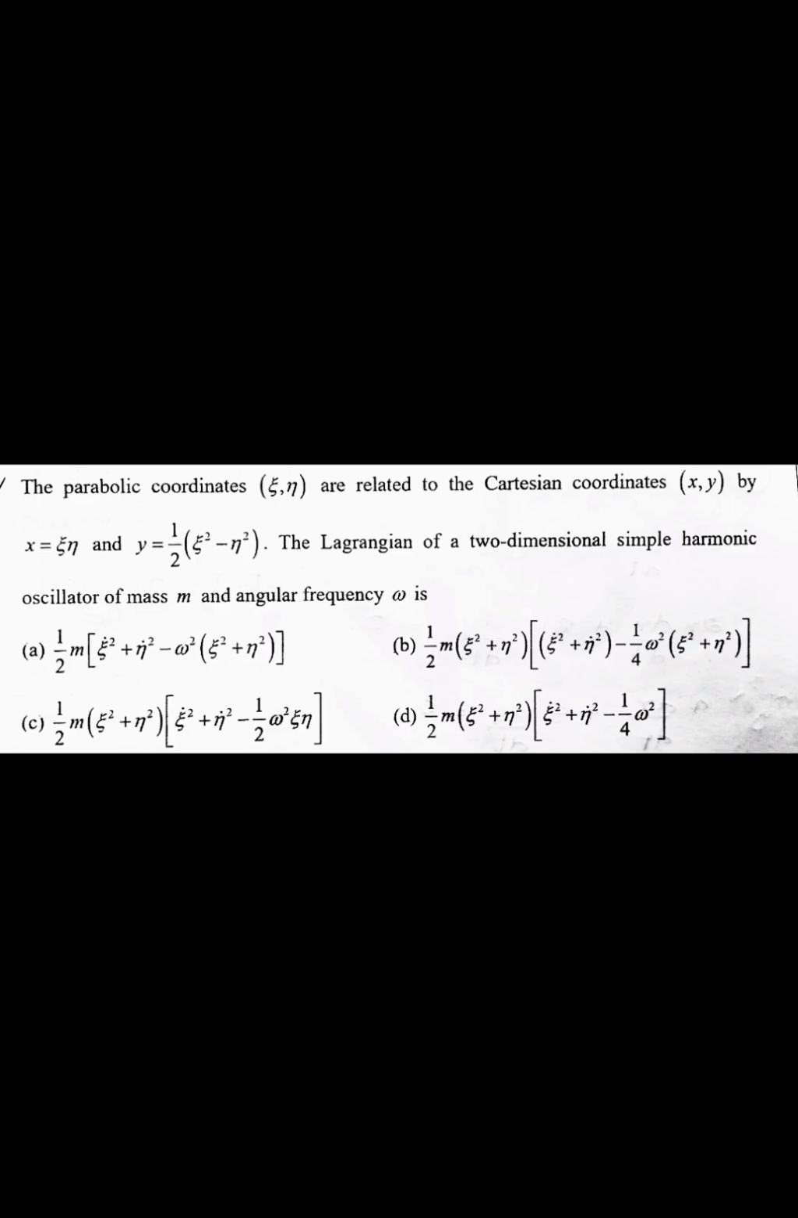The next question is, the parabolic coordinates theta and eta are related to the Cartesian coordinates x, y by x is equal to theta eta and y is equal to half into (theta square minus eta square). The Lagrangian of a two-dimensional simple harmonic oscillator of mass m and angular frequency omega is dash. So here we need to calculate the value of the Lagrangian. x and y are given.